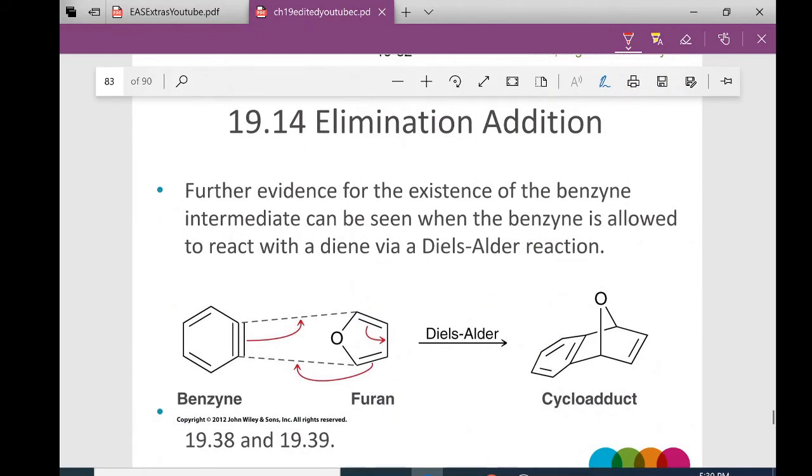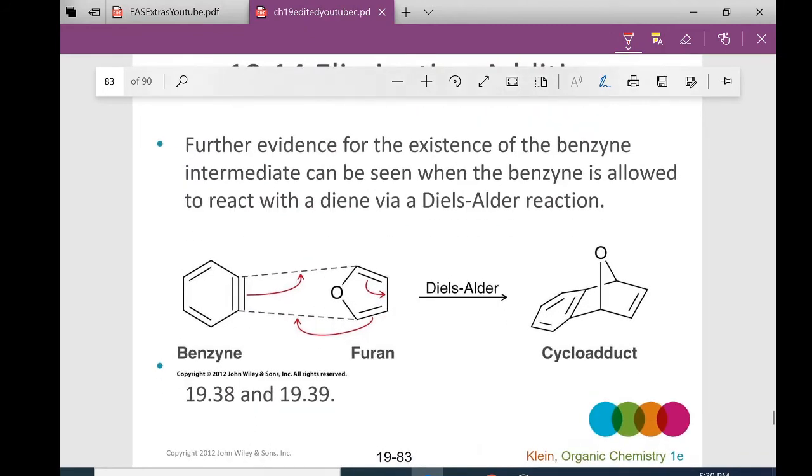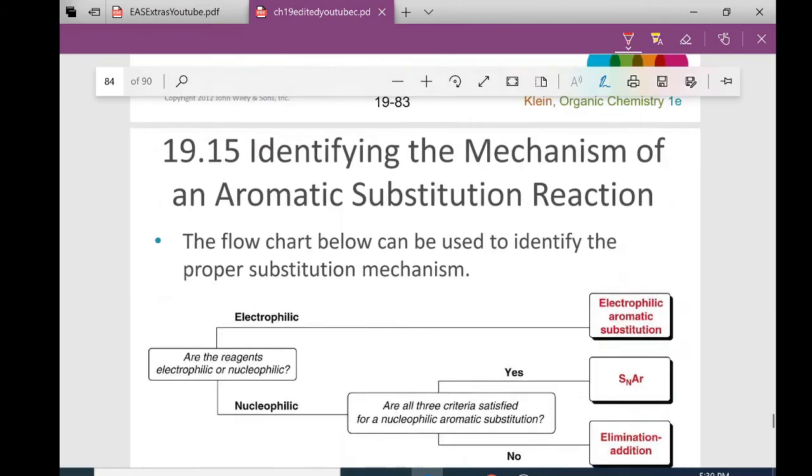Okay, and that was actually verified by using a Diels-Alder. So this intermediate was validated by using a Diels-Alder reaction, where the benzyne intermediate was trapped by using furan as our diene. Okay, and we got this product. So scientists verified that benzyne intermediate by using a Diels-Alder reaction, so we are certain that that is actually the intermediate that's found in that.